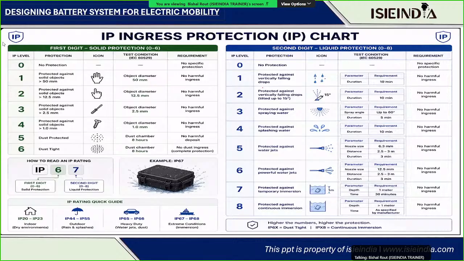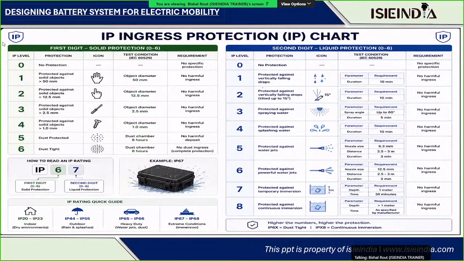So IP rating is extremely important as far as the battery pack is concerned. As far as an EV is being operated, it is also tested for homologation, and every pack needs to be confirmed with a specific IP67 rating, right? If I'm talking about IP, the rating is written like IP67 or IP68.